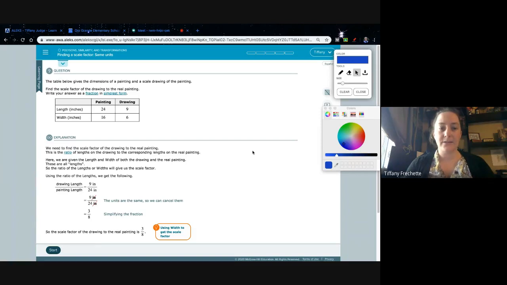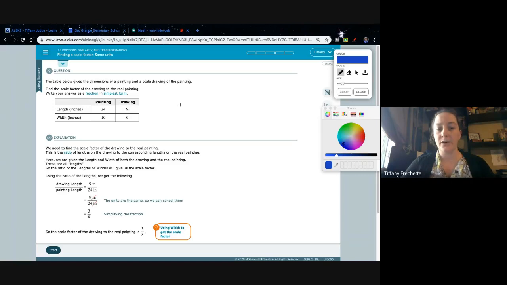Finding a scale factor, same units. All right, so the table below gives the dimensions of a painting and a scale drawing of the painting. Find the scale factor of the drawing to the real painting. Write your answer as a fraction in simplest form. So if I want the scale factor of the drawing to the painting, then I just need to make sure that I write it in that way.